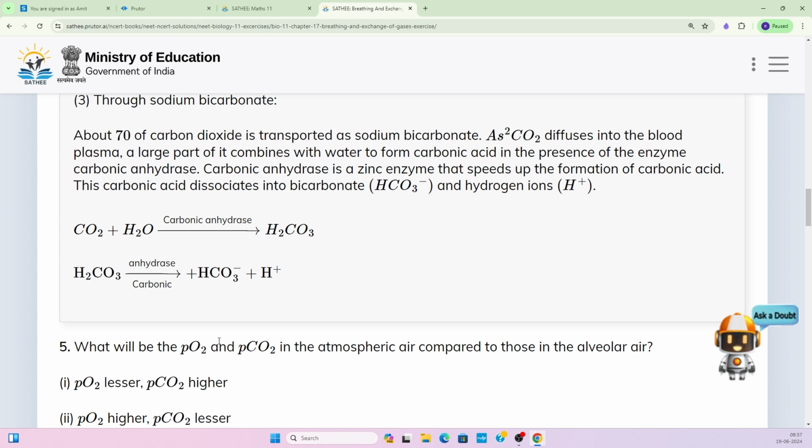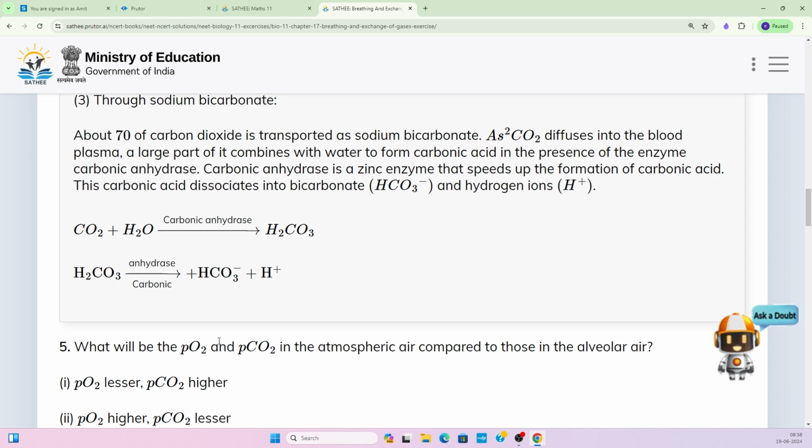As CO2 diffuses into the blood plasma, a large part of it combines with water to form carbonic acid. So first of all, what happened? Carbon dioxide combined with water to form the carbonic acid. And for this, there is a requirement of an enzyme called carbonic anhydrase, right? So as CO2 diffuses into the blood plasma, a large part of it combines with water to form carbonic acid in the presence of the enzyme carbonic anhydrase.